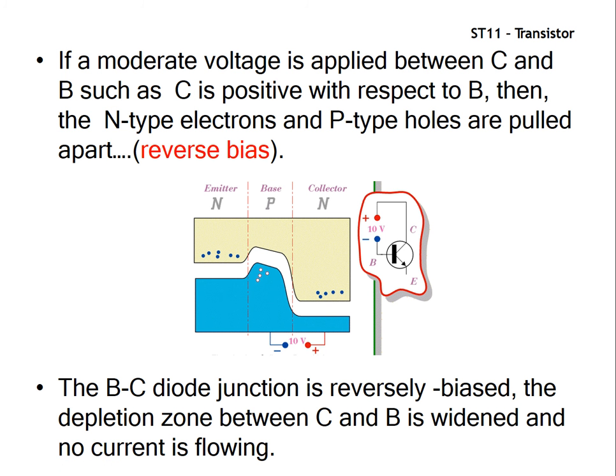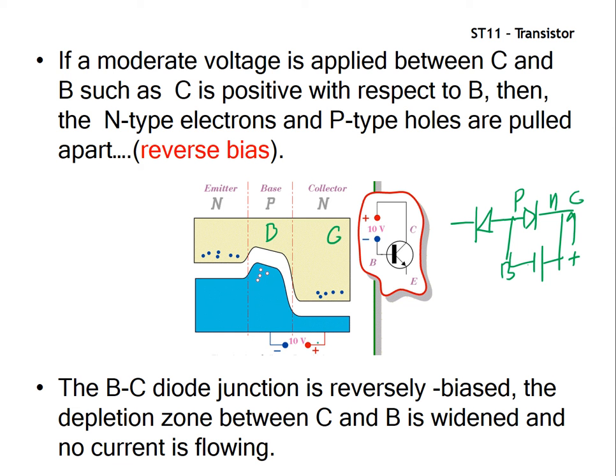Now what will happen? Let's say we have applied the biasing across the collector. This is our collector, this is our base, and we have connected the positive terminal here. We know this configuration is like a diode. Here we are connecting a battery. This is n-type material, this is p-type material. Positive is connected with n-type and negative is connected with p-type.